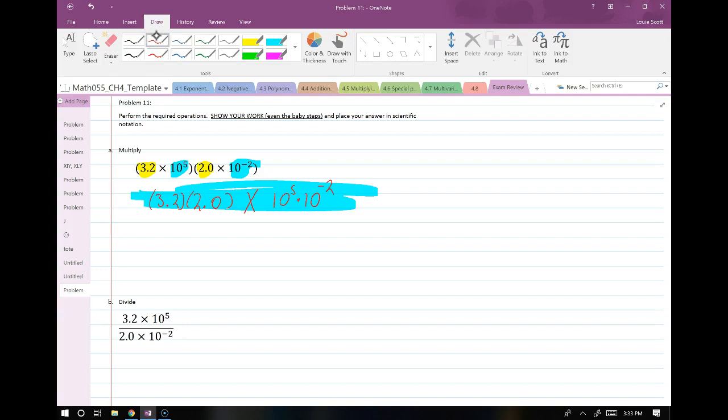Okay, and so I multiplied my two coefficients together. That gives me a 6.4. The x stays in the same spot. And then I just combine my exponentials. Remember, since my bases are alike here, all I need to do is add 5 and negative 2. So that gives me 10 cubed.